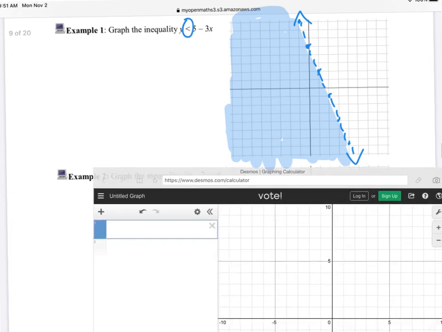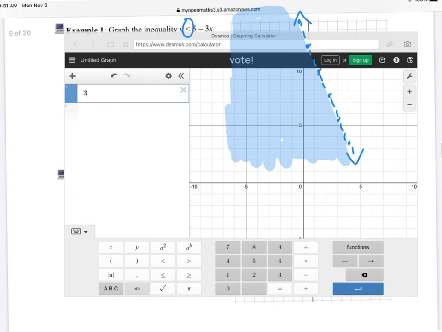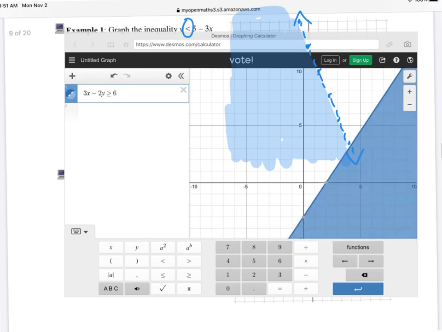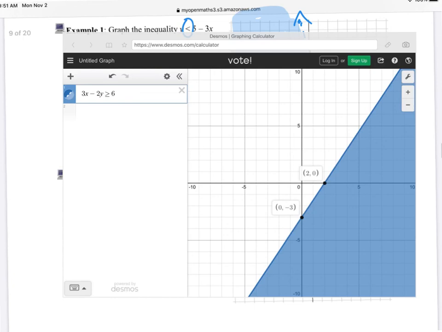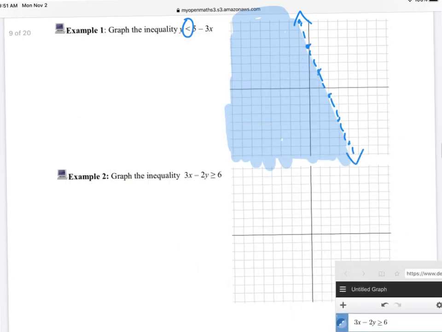3x minus 2y greater than or equal to 6. Okay, so let me see if I can bring this to the front. There's my line for that one. So for this one, I've got a solid line. Both of my intercepts are nice and pretty. My y-intercept is at -3. My x-intercept is at +2. So this one's going to be really simple to graph.